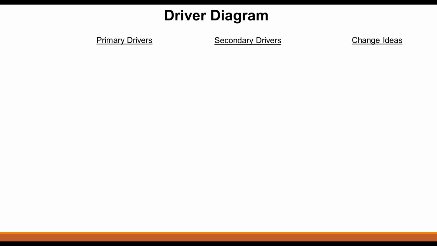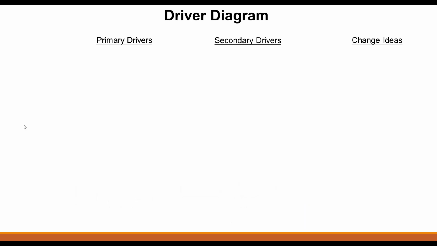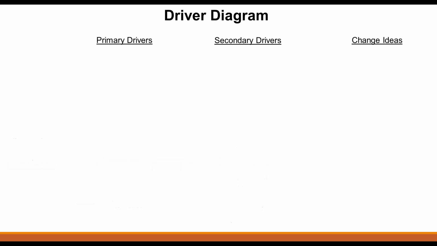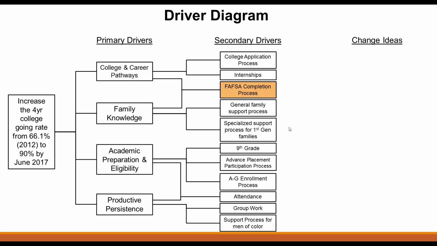I want to just quickly show you a driver diagram, and Simone, you can click through. That's perfect. Just wait right there for a second. The aim here is to increase the 4-year college going rate from 66% to 90%. There are some primary drivers here and some secondary drivers. If we click again, I want to focus on just one of the secondary drivers. Oh, looks like I got my animations mixed up. My apologies. I want to focus on the FAFSA completion process.